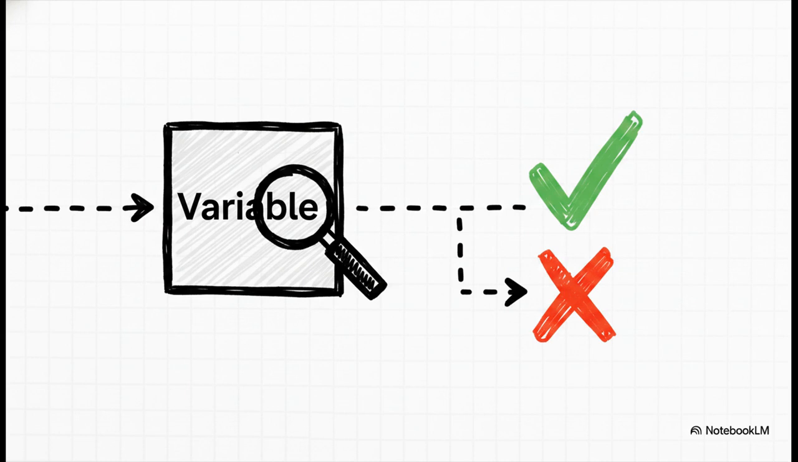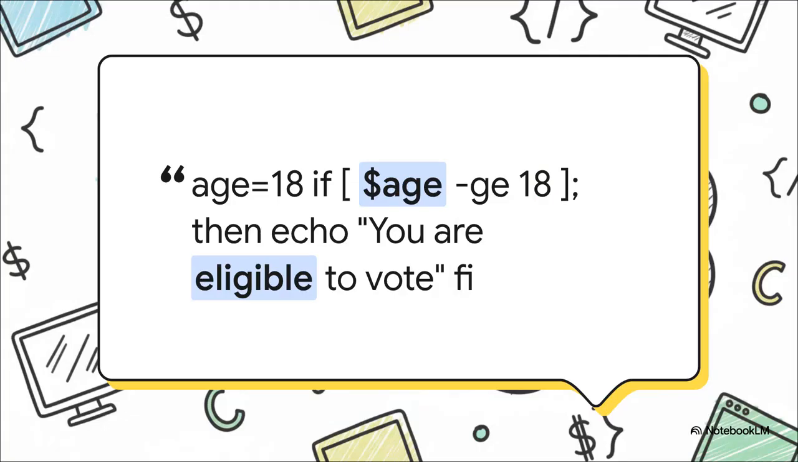One of the most powerful things you can do in a script is make a decision. And with variables, we can write code that checks what's in a box and then does one thing or another based on what it finds. So let's break this down. First, we put the number 18 into our age variable. Then, the if statement checks the condition. Is the value inside the $age box greater than or equal to 18? That's what -ge means. In this case, it's true, so the script runs the command to echo you are eligible.